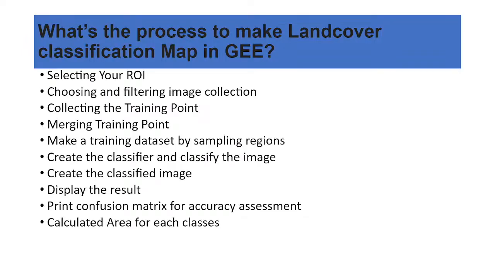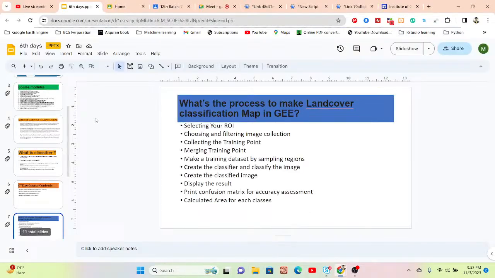So this is the basic process, or basic steps, for making the land use land cover classification map. So anyone, any question, please?